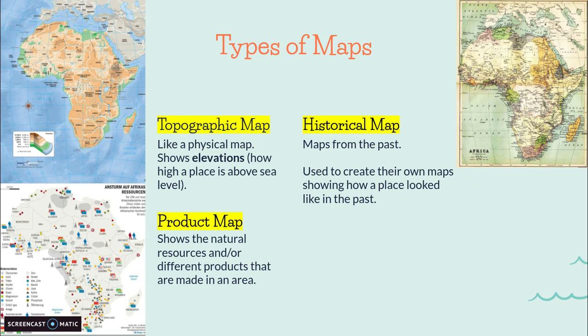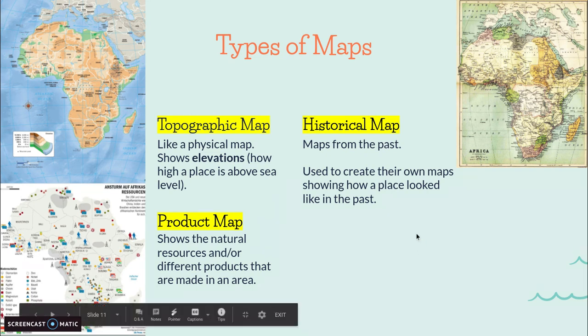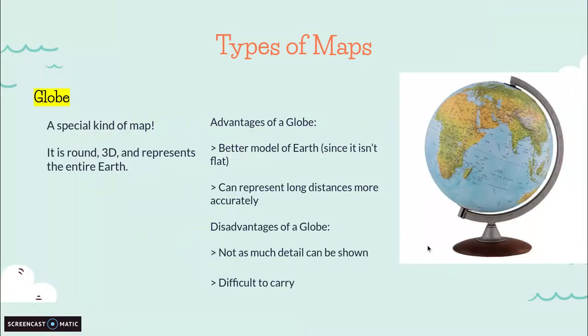Okay, so historical maps are maps from the past, oftentimes used to make maps to show people what it was like back then. So historical map. And the last type of map is a special kind of map called a globe. And the globe is a round, three-dimensional map that represents the entire Earth.